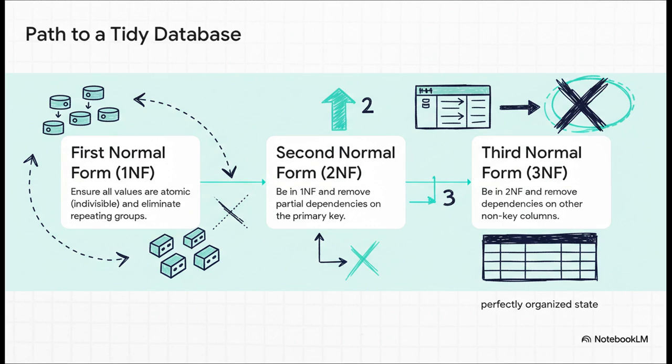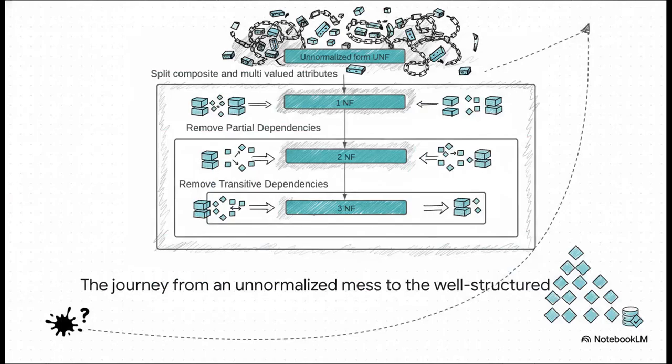Easy enough. Then 2NF makes sure that everything in a row is actually about the main subject of that row. No freeloaders. And finally, 3NF does one last sweep, making sure that secondary details aren't depending on other secondary details. Each step is just a deeper and deeper level of cleanup. And you can really see that journey right here in this diagram.